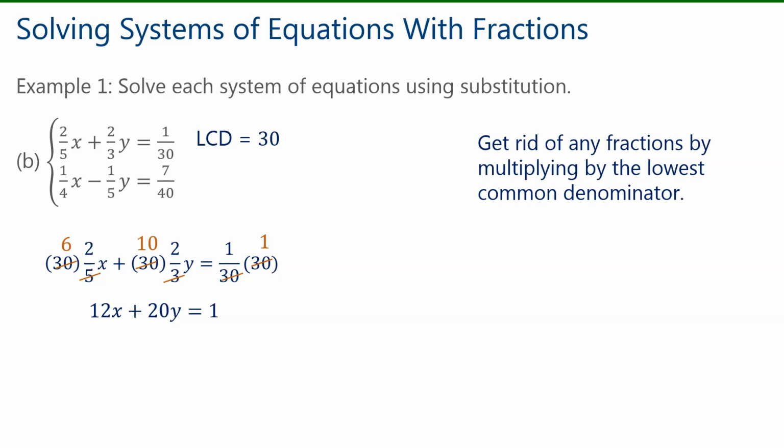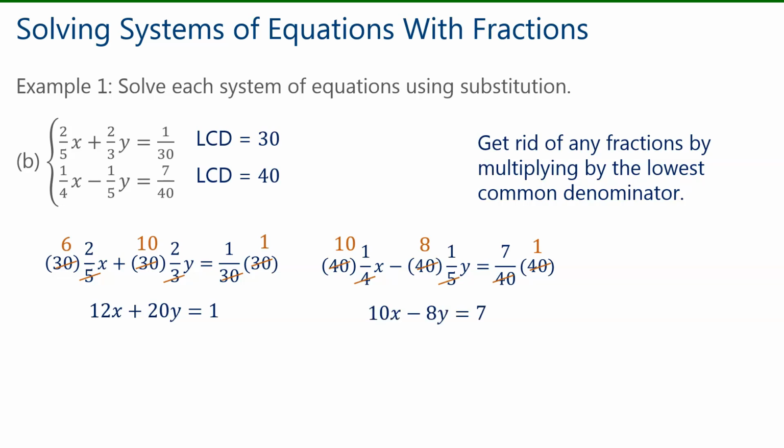So now for the second equation, I see that we're going to have a common denominator of 40. So multiplying everything by 40, I would cancel these two to give me a 10. I would cancel 5 and 40 to leave me with 8. And 40 and 40 cancels to just 1. So now multiplying, I would have 10x minus 8y equals 7.